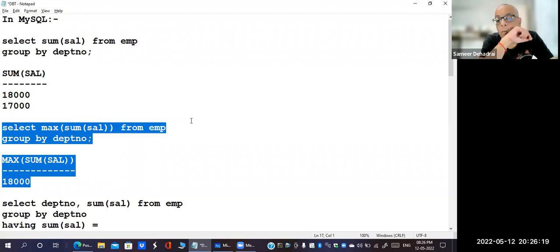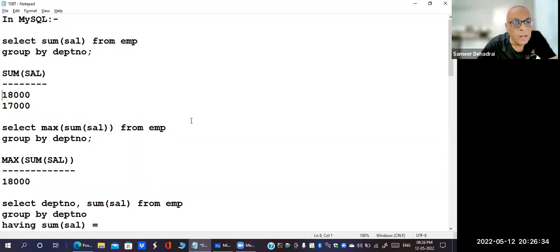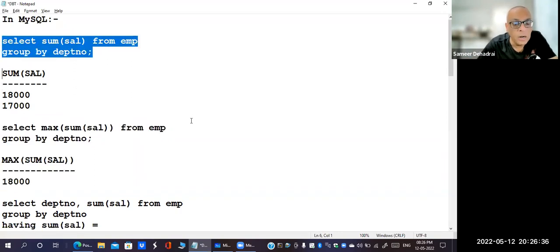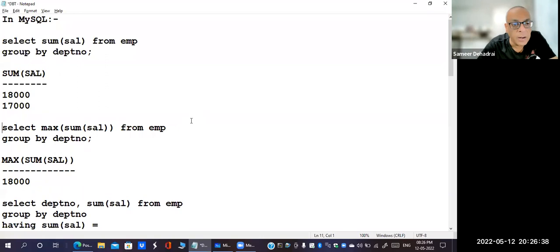Nesting of group functions is not allowed in MySQL, for that matter, in any other RDBMS. It only allows in Oracle. It's not there in any other RDBMS. So how to find out the highest total? How to find out the highest total? Remember, we had done this few days back.